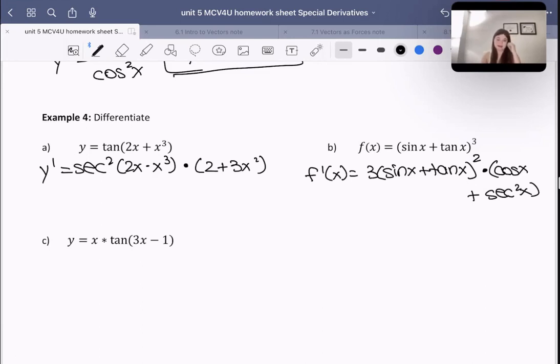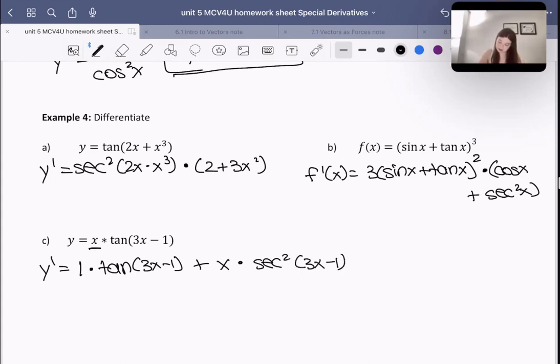Okay. What about c? For this one, we're going to have to use the chain rule and the product rule to solve it. So in this case, y prime would be derivative of the first one, which is just 1, times the second one, which is tan 3x minus 1, plus the first one, which is x, times the derivative of tan 3x minus 1. So what's that? That's going to be secant squared of 3x minus 1 times the derivative of what's in our brackets, which is 3.